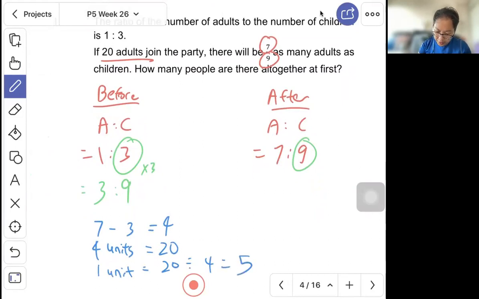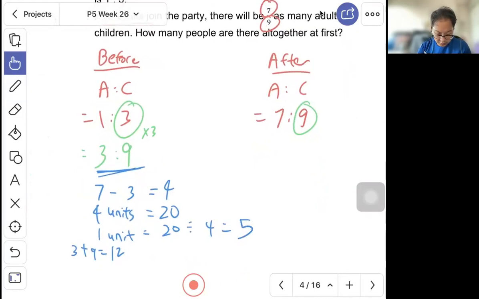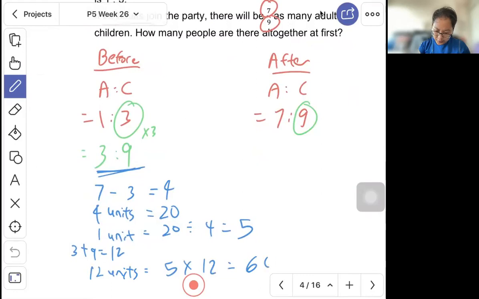Now they ask how many people are there all together at first. So 3 plus 9, that gives you 12. So you just need to find the 12 units. So 12 units equal to 5 times 12, 60. Answer is 60.